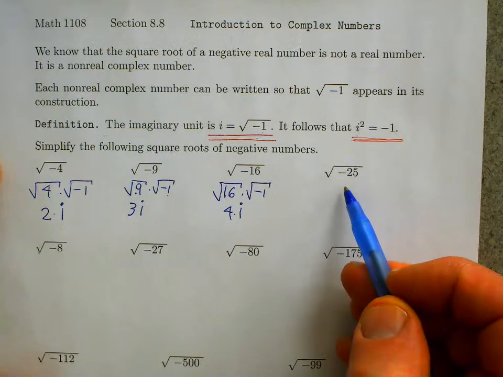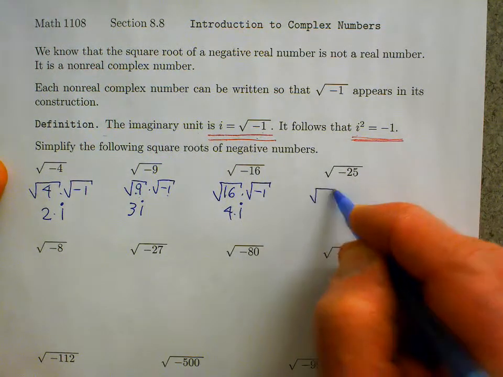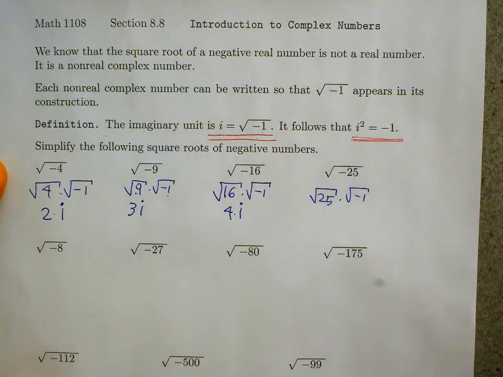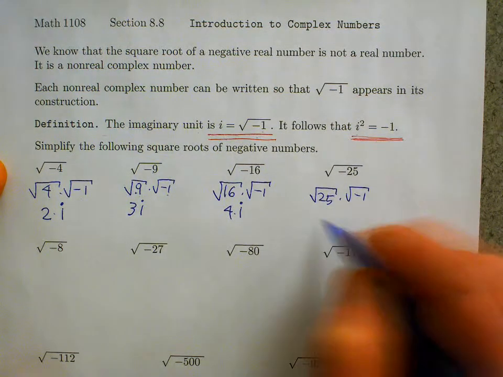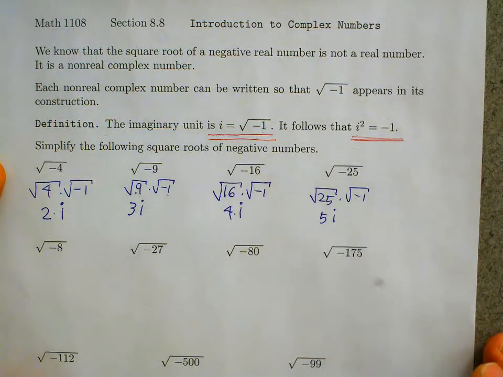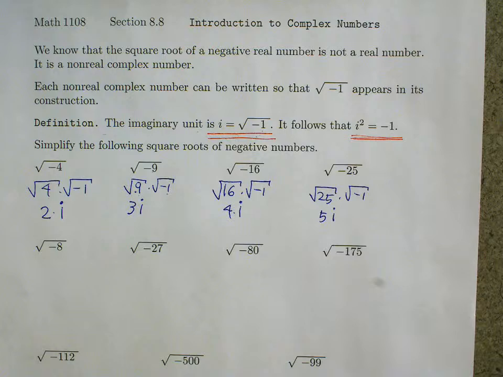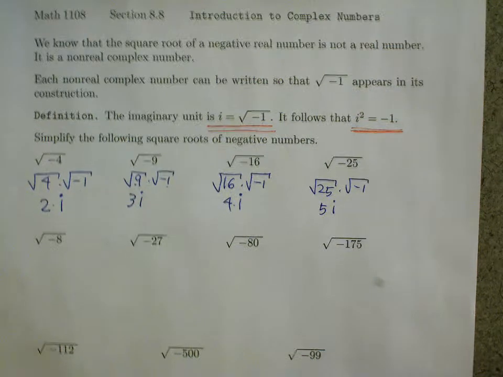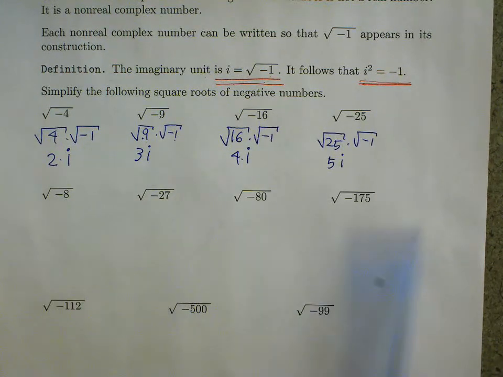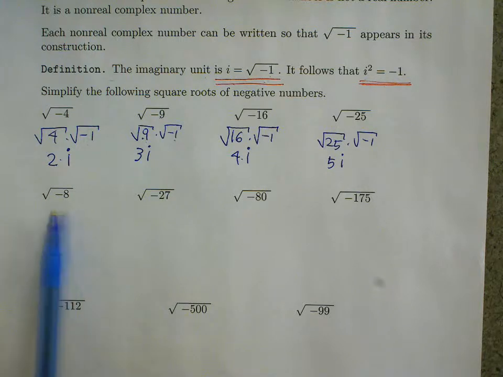Square root of -25, think of that as the square root of 25 times the square root of -1. The square root of 25 is 5. The square root of -1 is i. So 5 times i is what we get when we simplify the square root of -25. Well, as you would expect, we'll get more complicated square roots. But the simplified answer is still going to involve i.